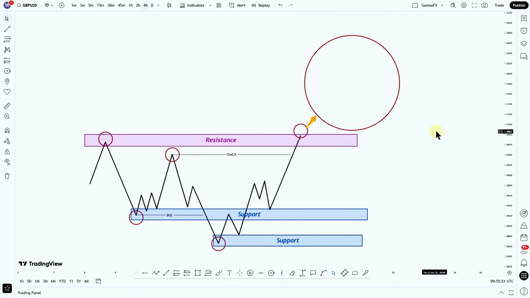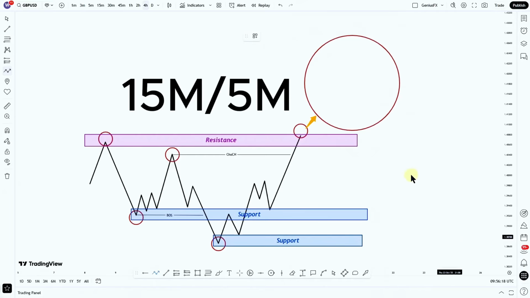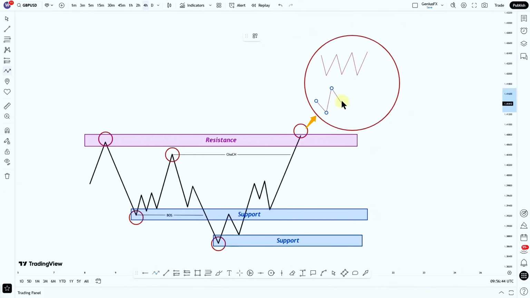Now you don't rush the entry. You zoom in. If your higher time frame is 4 hours, drop to the 15 minutes or the 5 minutes chart and watch how price behave in this zone.